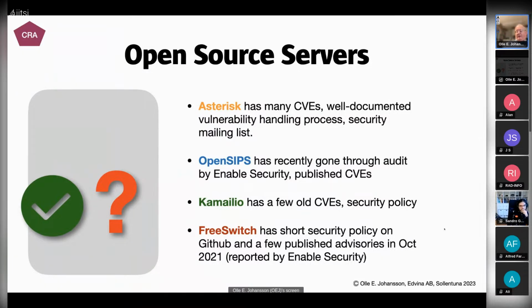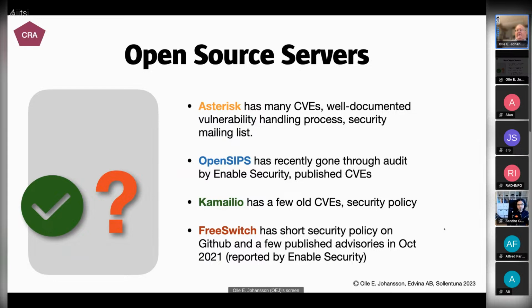I could be wrong. OpenSIPS have recently published a very, very interesting audit done by Sandro and the gang around him at Enable Security. That audit is very, very interesting reading. You learn a lot. And they have published some CVEs. I hope they will get a new process in place now and continue doing that.